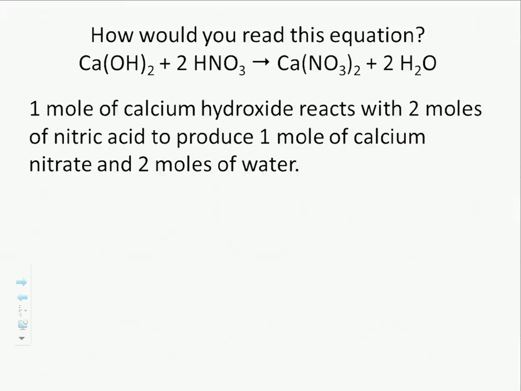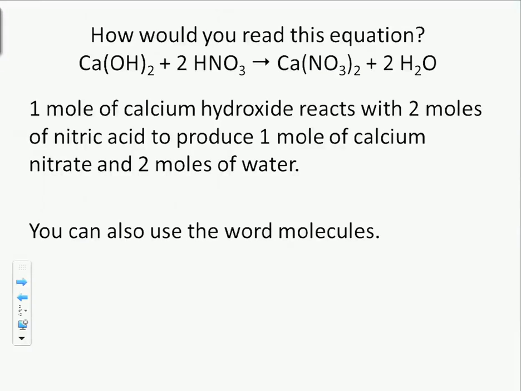Notice that whenever I say 1 mole of calcium hydroxide reacts with 2 moles of nitric acid, I could have also said 1 molecule of calcium hydroxide reacts with 2 molecules of nitric acid to produce 1 molecule of calcium nitrate and 2 molecules of water. They can be used pretty interchangeably.